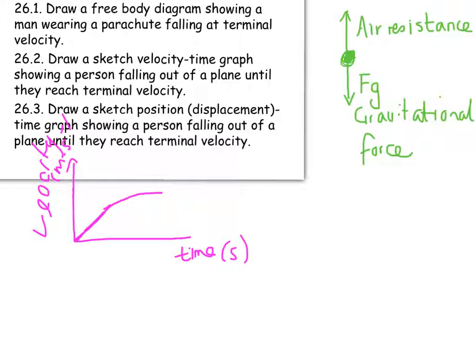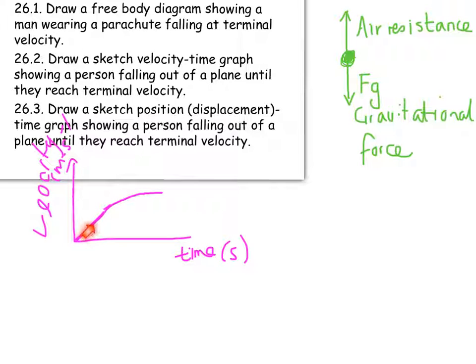Now look what's happened here. I had a certain gradient, and in this case it will have been 9,8. And then slowly but surely my gradient has become less and less and less. That is showing a decreasing acceleration, because in a velocity time graph, the gradient is the acceleration.